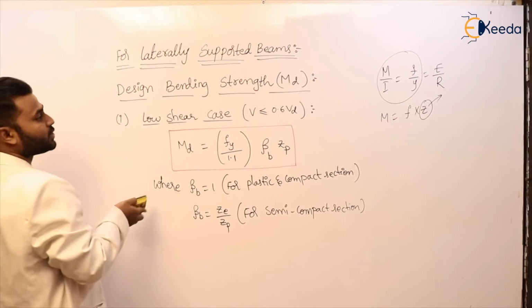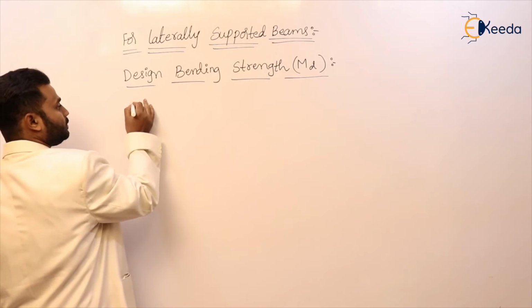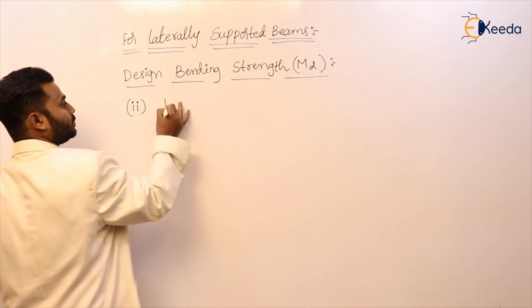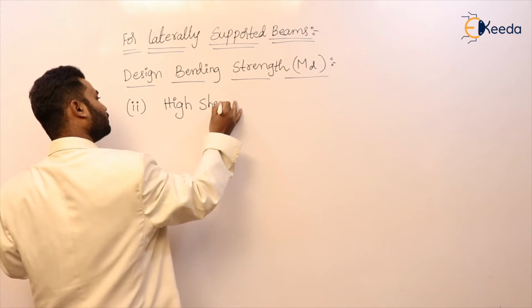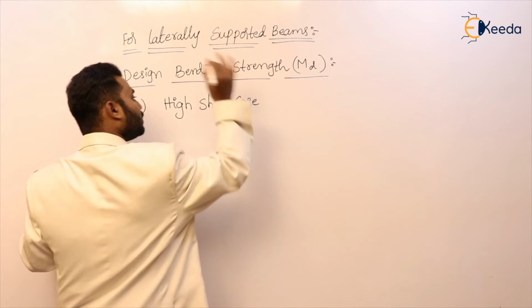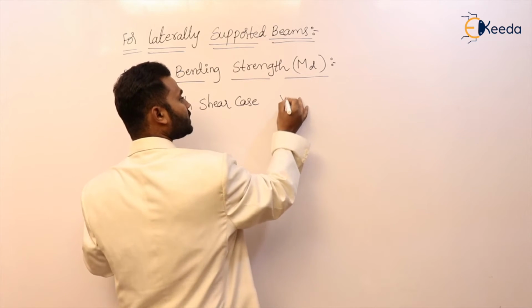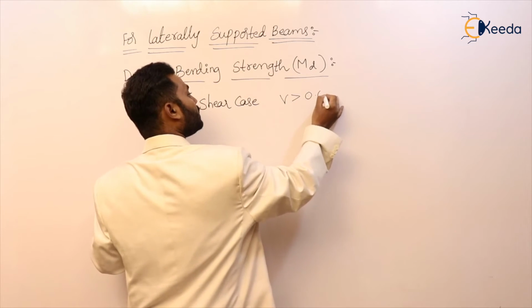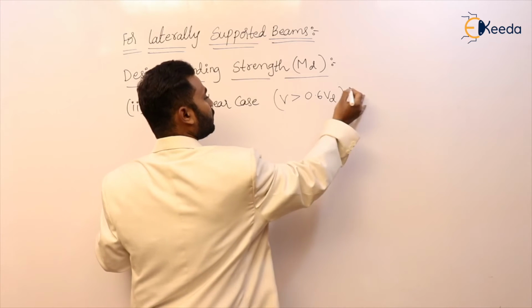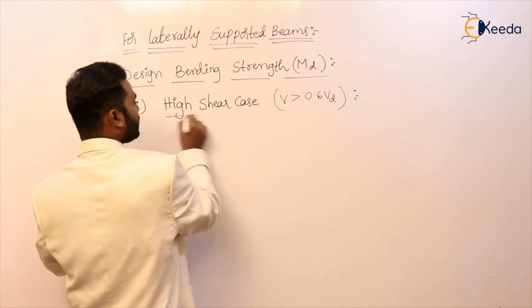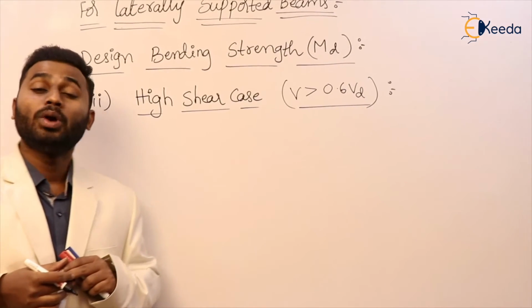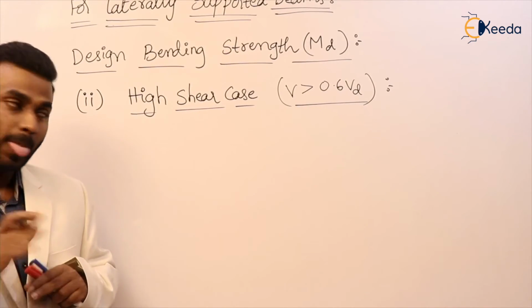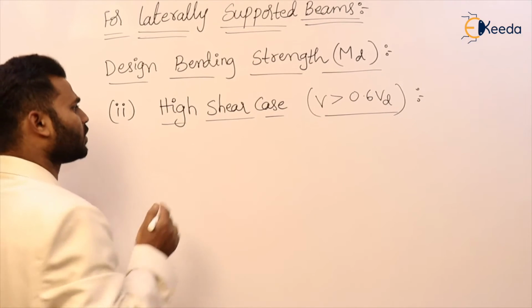So case 2 is the high shear case. We know what is high shear case. If V is greater than 0.6 Vd, that is high shear case. So this is the condition. And if you interpret it, in this case we are going to assume that only flanges are effective in taking bending moment.